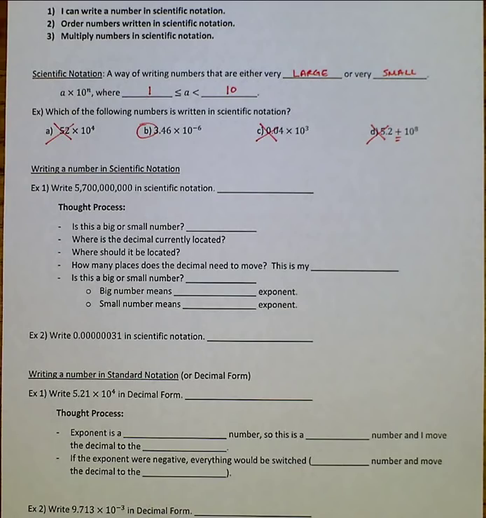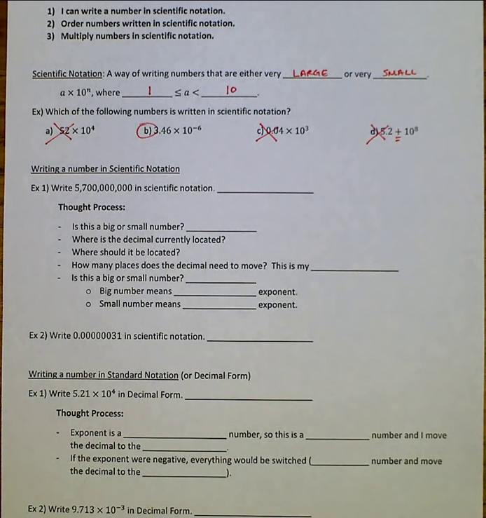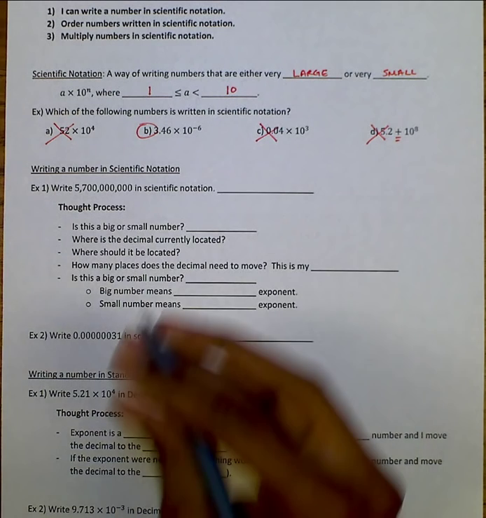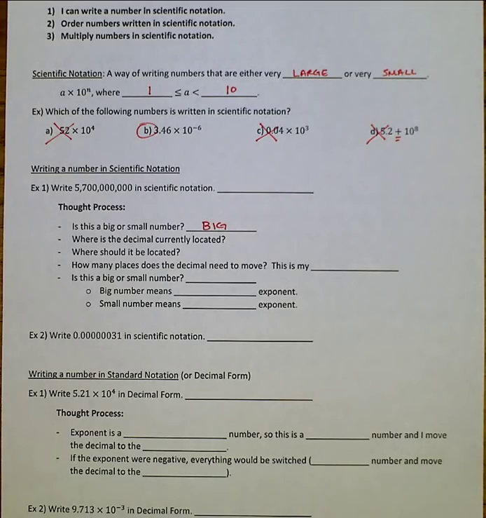Alright, so let's look at writing a number in scientific notation. It says write this number in scientific notation. What is that? Hundreds, thousands, millions, billions. 5,700,000,000. So here's our thought process, and this is how we're going to go through it: we'll go through the thought process and then we'll write the answer. Is this a big number or a small number? Well, this is a big number. Billion. Okay, a large number.